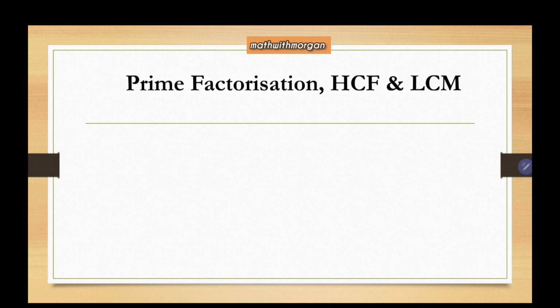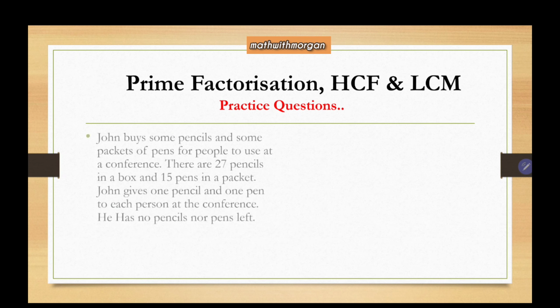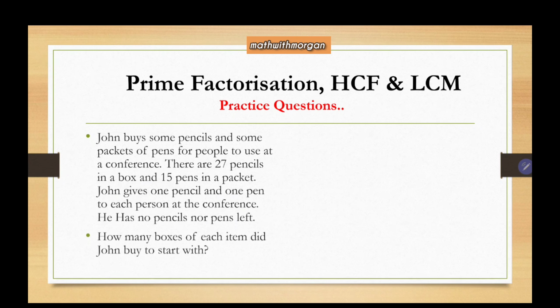Okay, let's take a look at another variation of questions. So John buys some pencils and some packets of pens for people to use at a conference. There are 27 pencils in a box and 15 pens in a packet. John gives 1 pencil and 1 pen to each person at a conference. He has no pens nor pencils left. How many boxes of each item did he buy to start with?